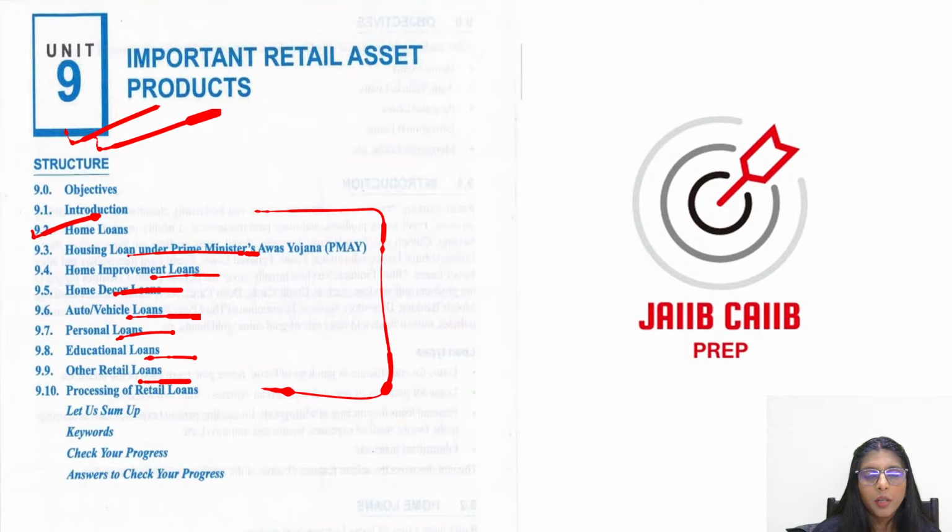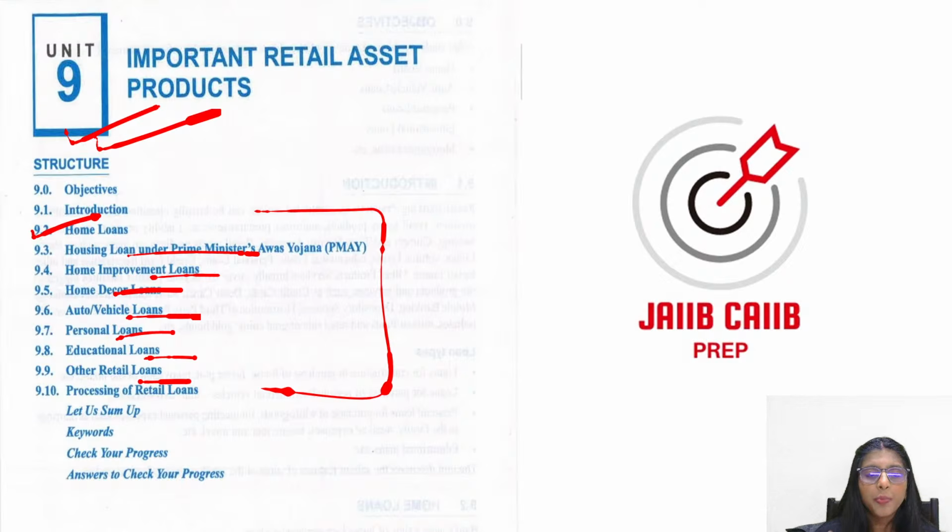Home loan: loan taken for construction of a home, purchasing a home or a flat, or constructing a property for home purpose, buying a land for construction of a home. This is home loan. House improvement loan is taken for construction of a house or redesigning the house, renovating the house, or renovating the flat. For this purpose, the house improvement loan is taken.